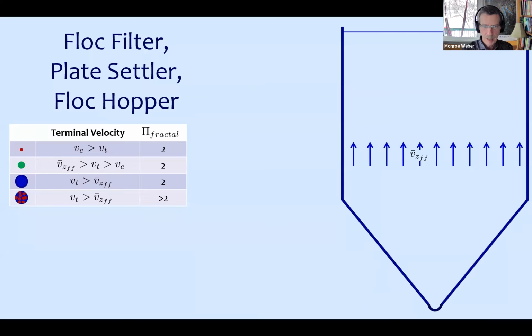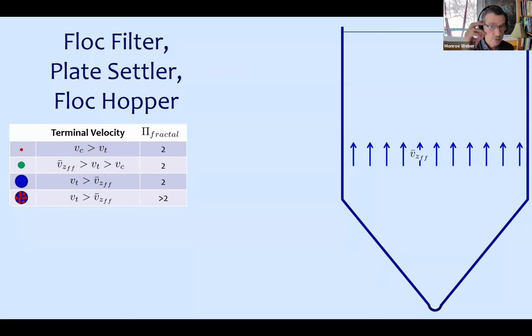Now the next one gets more complicated. The green ones have a terminal velocity that is less than the upflow velocity in the sedimentation tank. So the water's going up in the sedimentation tank. These particles are trying to settle down, but they're settling down at a slower rate than the water's going up, so they're going up. But their terminal velocity is greater than the capture velocity required by the plate settlers, and so they are able to be captured in the plate settlers. So those are 2 of the small particle classes.